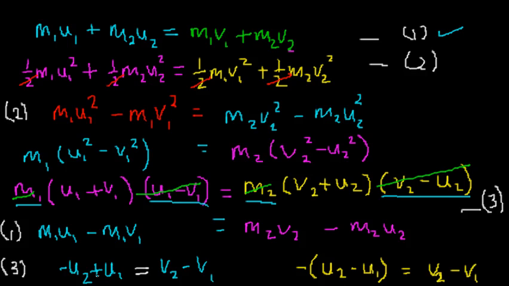So therefore, from this step, I can say that this implies the equation that we want to prove. All right, the equation that the speed of approach is equal to the speed of separation, with the minus sign to tell us that they are in the opposite directions.